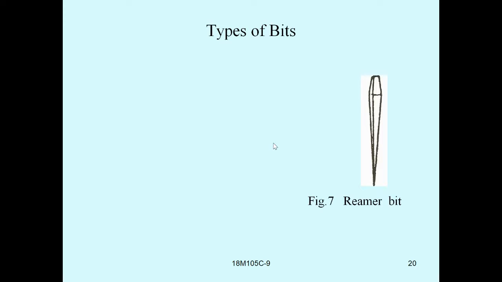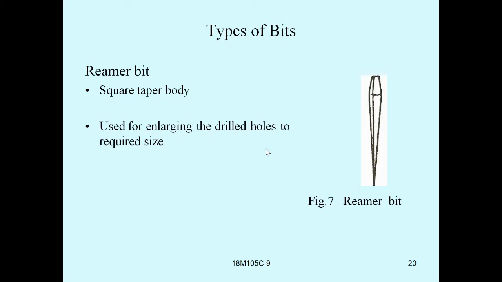So next one is the reamer bit. It has a square tapered body. This type of bit is used for enlarging drilled holes to the required or desired size. These bits are used for enlarging existing holes to desired sizes.